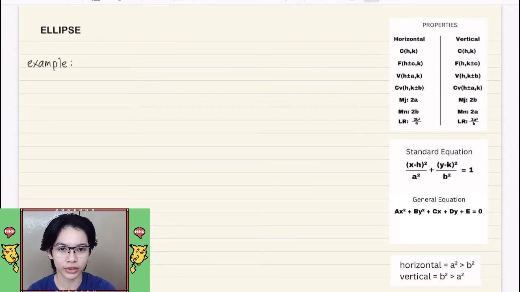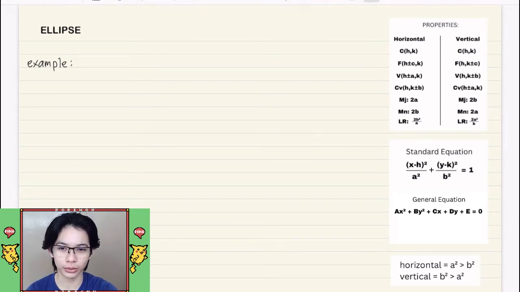Furthermore, the standard equation for an ellipse is (x - h)² over a² plus (y - k)² over b² is equal to 1, which can be either vertical or horizontal. For a vertical ellipse, b² should be greater than a², while for horizontal, a² is greater than b². Now that we have identified the equations and properties of ellipse, let us now proceed to the given examples.